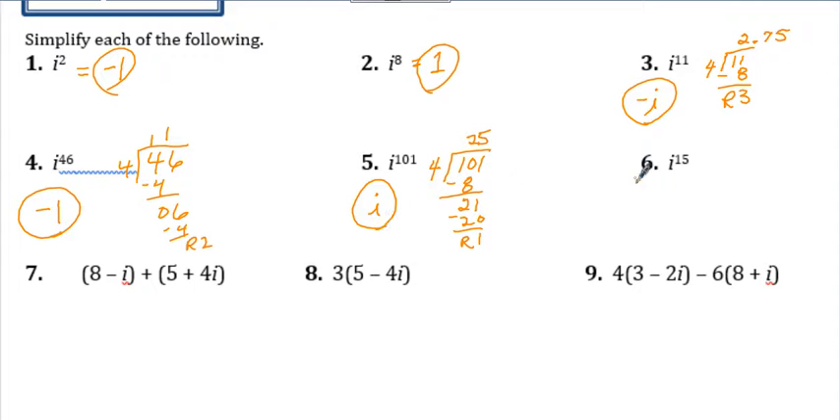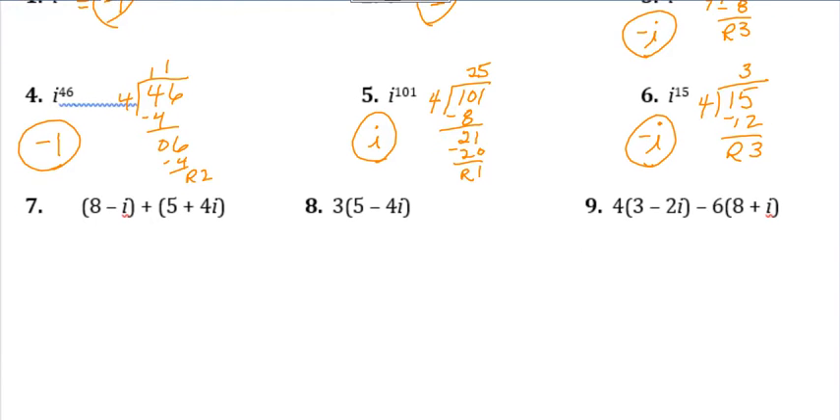Okay. And then finally, i to the 15. We divide 15 by 4, since that pattern repeats itself every 4 times. 4 goes into 15 3 times, with a remainder of 3. What happens with remainders of 3 or 0.75s? They are negative i's. i to the 3rd is negative i. All right? So that's how we do powers of i.